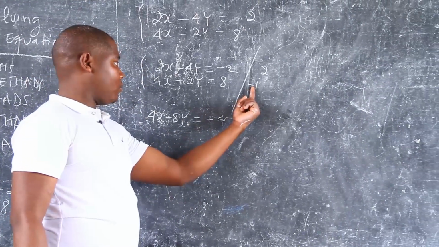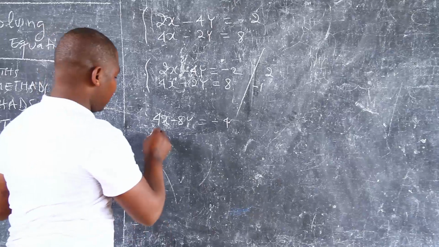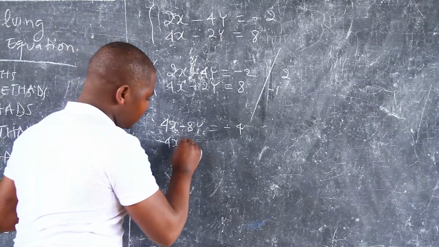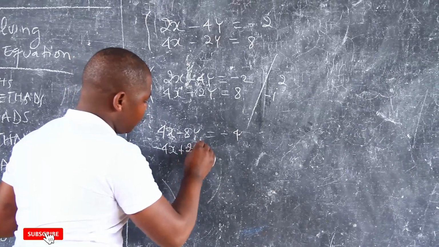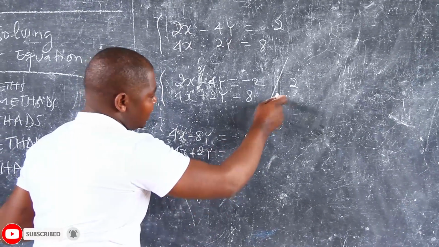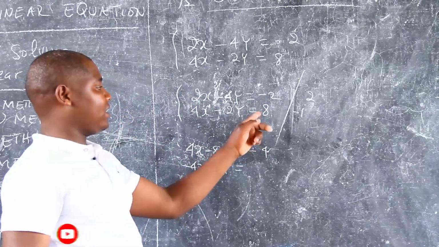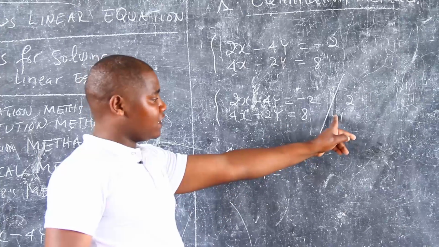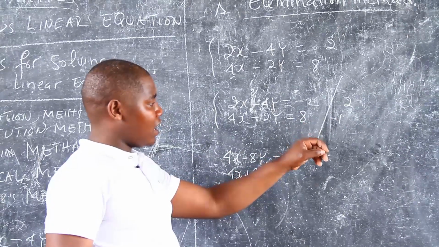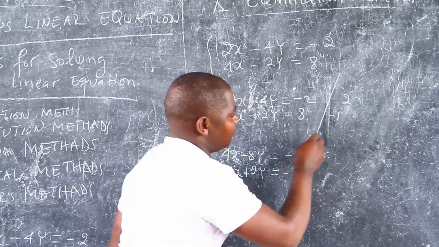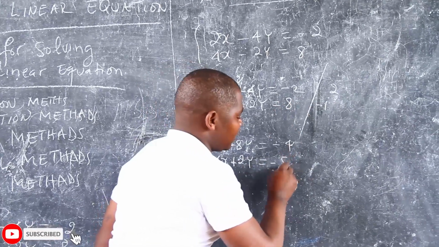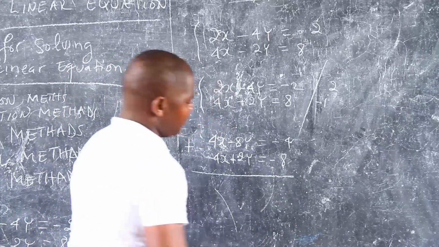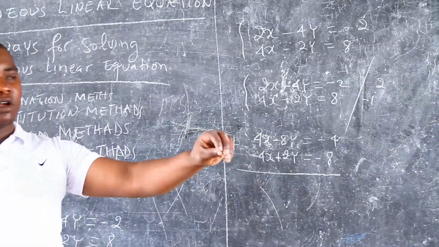Then -1 times here, I find -4x, negative times negative I find positive 2y, equal to negative times positive. Every number that has no sign here means it has a positive sign. Negative times positive, I find negative, negative 1 times 8, I find 8. In order to eliminate, I put here plus. Then after, I remain with one variable.